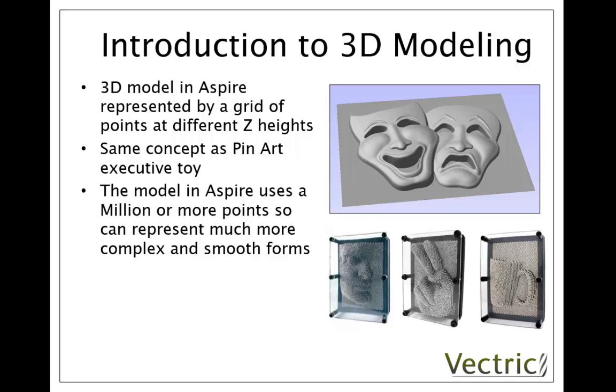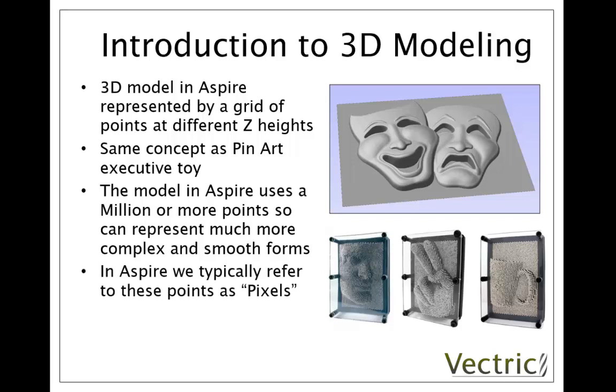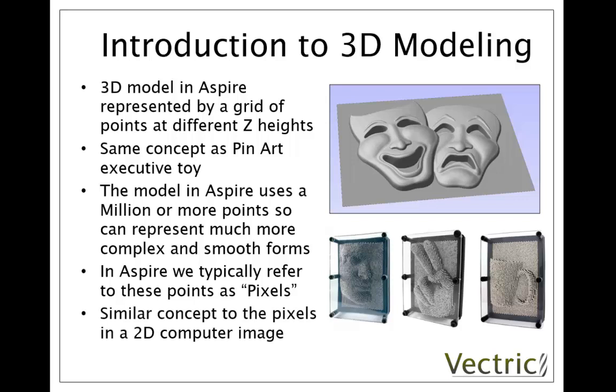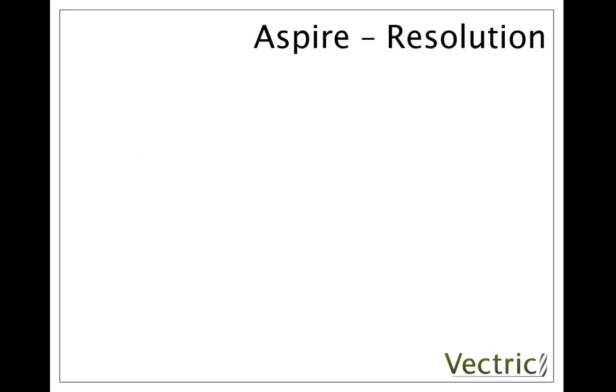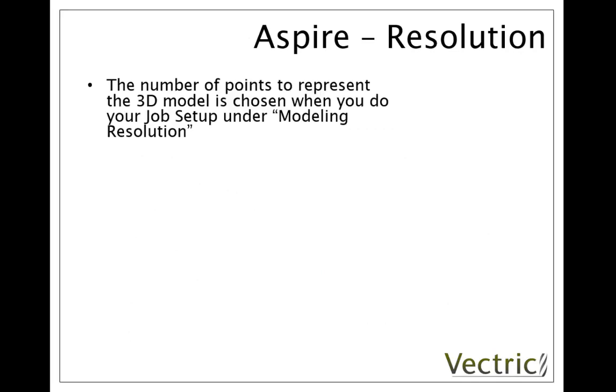In the software, you'll typically see these points referred to as pixels. This is the same terminology that you may have heard used when people describe the points or dots that make up a 2D computer image. And really it's a very similar concept in terms of the more dots you have, the better quality model or image that you'll have. The quality setting in the software is referred to as the resolution. You define this when you start a new job under the job setup.